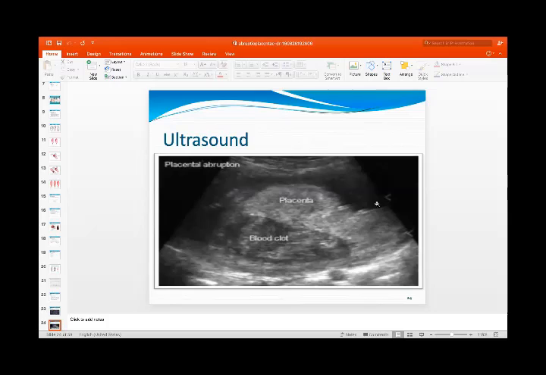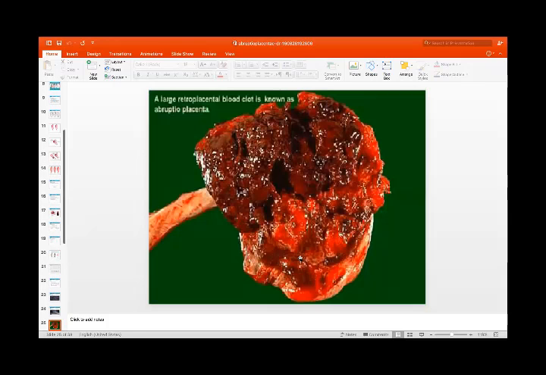Again, this is the placenta, this is the uterine wall, and this is the amniotic cavity. The placenta is separated from the uterine wall in this area, and this is the retroplacental clot. This is the naked eye appearance of the placenta which is abrupted. This area is the site of abruption, while this is not. This is the site of abruption in which you can see the retroplacental clots attached to the placenta.